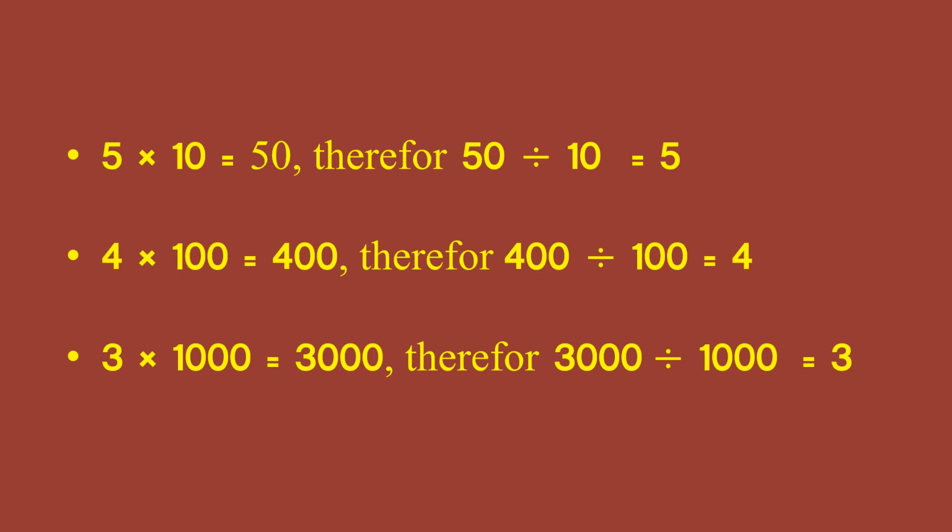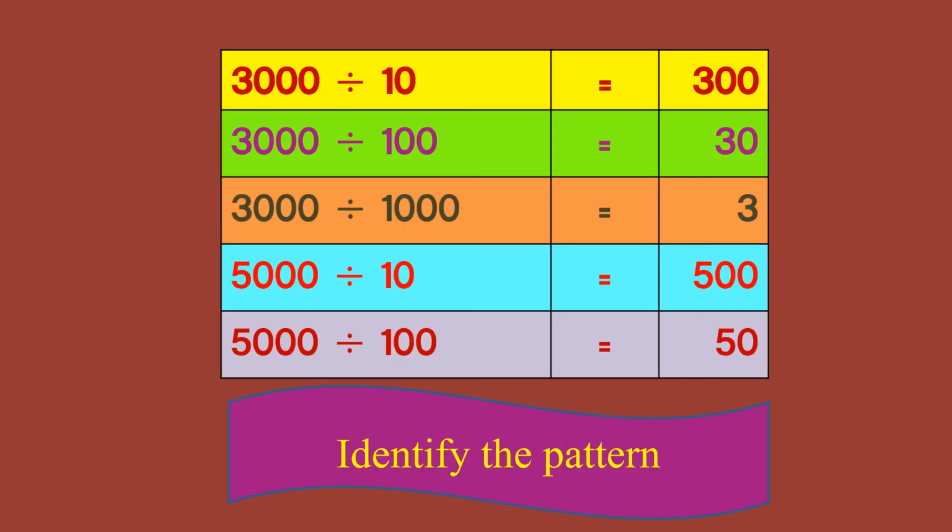3 multiplied by 1000 is 3000. That means inside 3000 we have got 3 thousands. Therefore, I can say 3000 divided by 1000 is equal to 3. Now we are going to identify the pattern of obtaining the answer. So have a look at the first one. 3000 divided by 10. We know that the answer is 300.